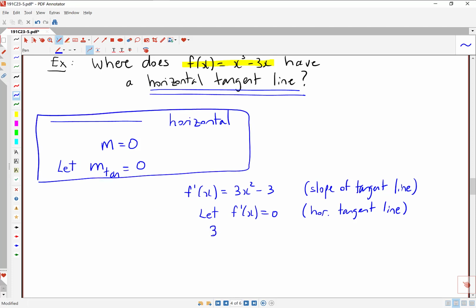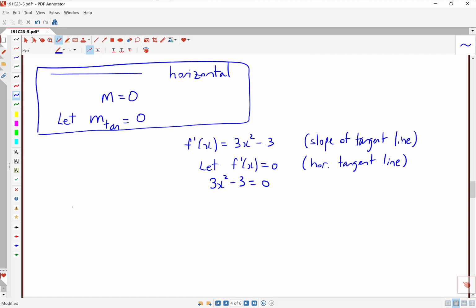Okay, so we're going to say we want 3x squared minus 3 to equal 0, and we'll be able to solve for x doing a little bit of factoring. So let's factor a 3 out of this. 3 times x squared minus 1 equals 0. That x squared minus 1 is a difference of squares, so that factors like this, and we get a couple of different x values. So x could either equal 1 or x could equal negative 1.